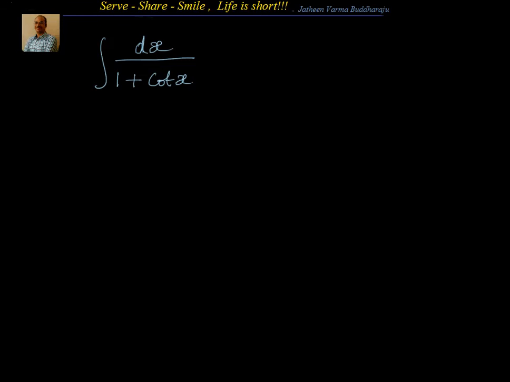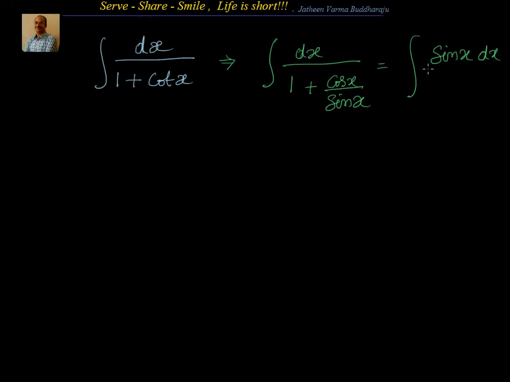Let's look at this interesting example. We have to find out the integral of dx by 1 plus cot x. Okay. Now, if I take 1 plus cot x as f of x, I don't have any f dash x, so I'll try to convert this into cos by sine and see how I can get f dash x and f of x in the same function. So 1 plus cos x by sine x, which is nothing but equal to, if you take the LCM, sin x dx by (sin x plus cos x).